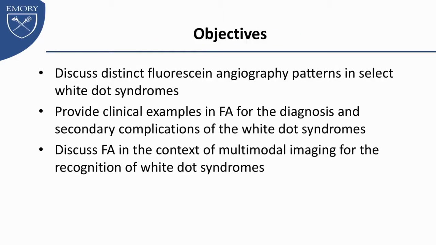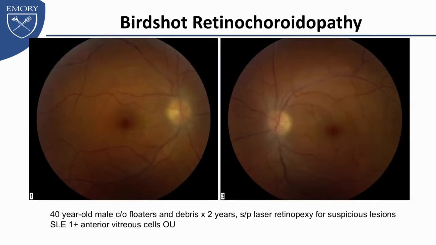First, I'm going to discuss some of the distinct fluorescein angiography patterns in select white dot syndromes. I'll be providing some clinical examples in FA for the diagnosis and some of these secondary complications that we see in the white dot syndromes. And also, this isn't done in a vacuum. We use multimodality imaging for the recognition of white dot syndromes and how the fluorescein angiogram still fits into our evaluation. So I'll start with this case.